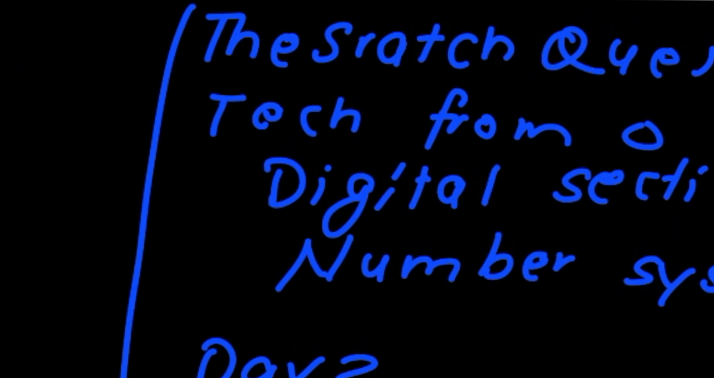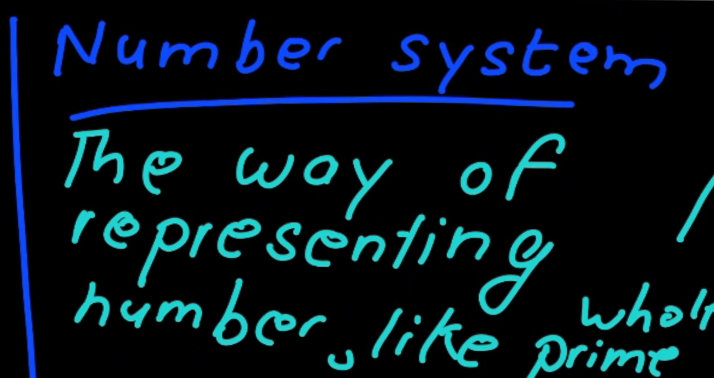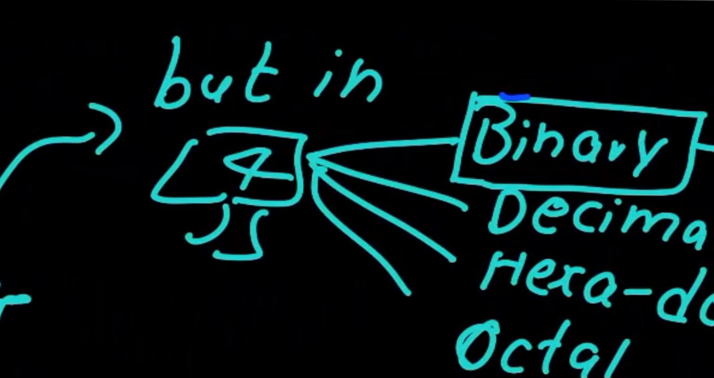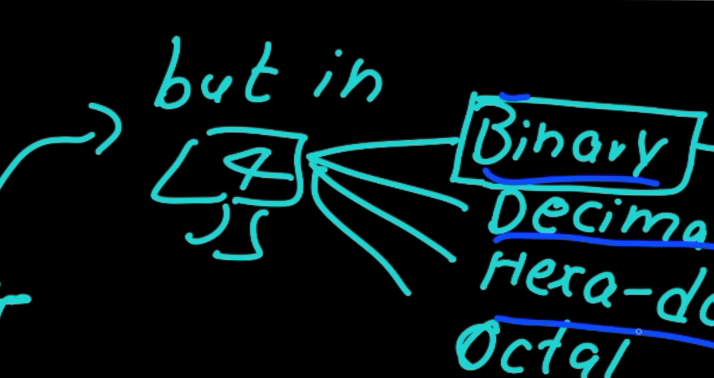or mainly binary number system. So what is a number system then? Number system is a way of representing a number, just like we did in math, prime number, whole number. But in computer, number system is mainly four types: binary number system, decimal number system, hexadecimal number system, and octal. These are four main number systems in the computer, which you will find in other topics too.